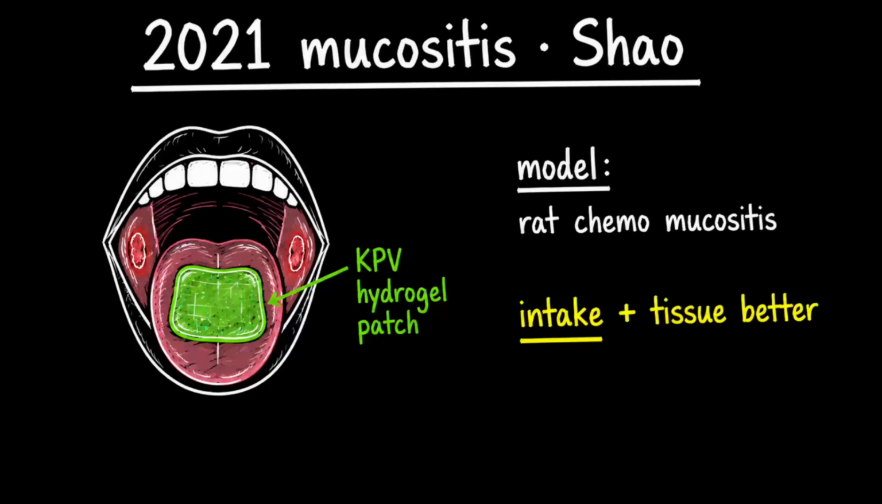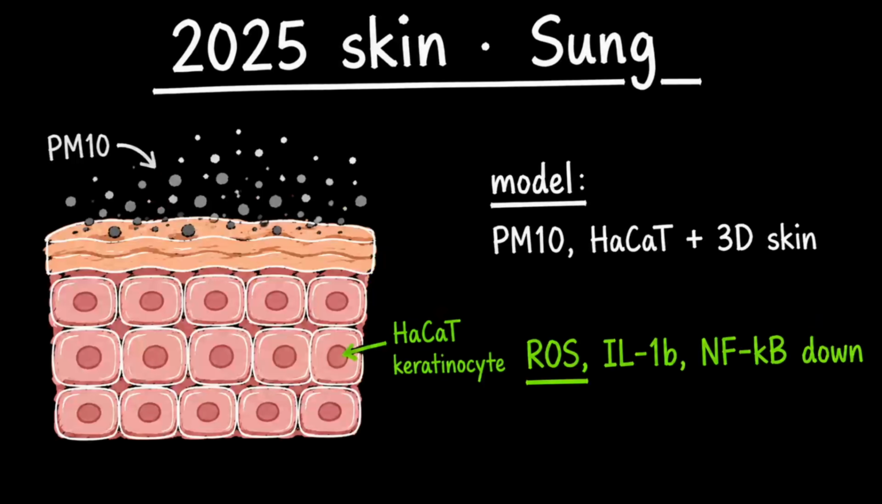In rat chemotherapy-induced oral mucositis, a 2021 mucoadhesive, so that's something that can attach to our mucous membranes, say below your tongue, for example. This mucoadhesive KPV hydrogel improved food intake, body weight recovery, tissue repair, and inflammatory cytokine measures. Again, this is a specific delivery system, so it wasn't free KPV.